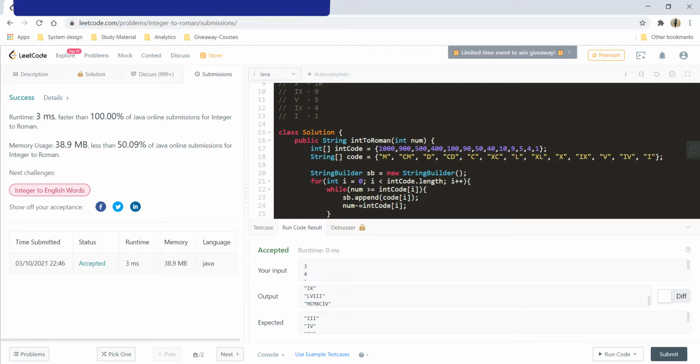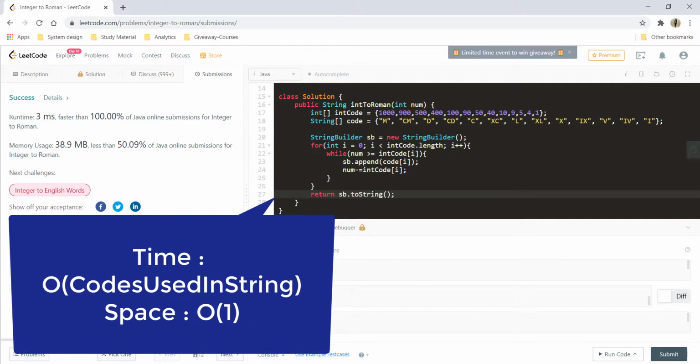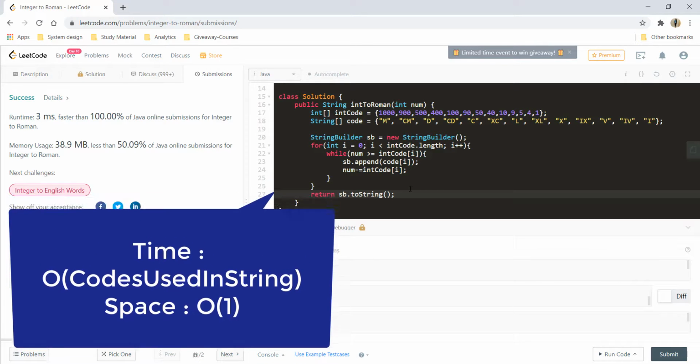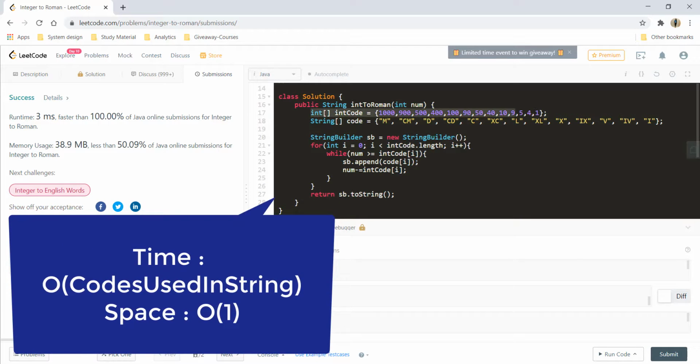and it got submitted. The time complexity over here would be the number of characters that are there in the resulting string, and the space complexity is O of 1 as we are just using these two arrays which would be considered as a constant space.